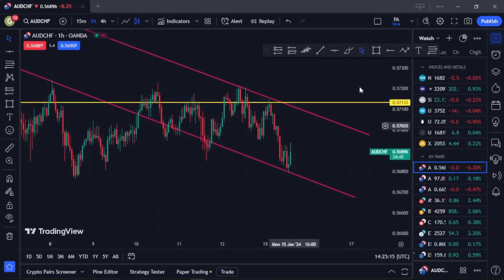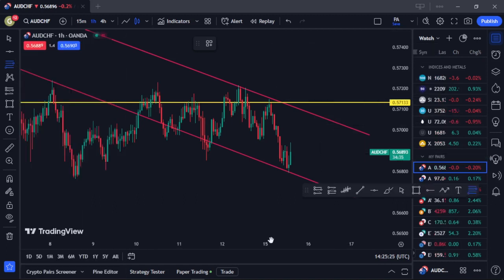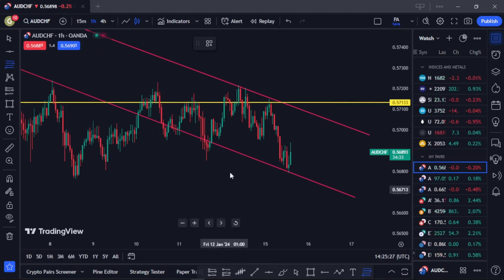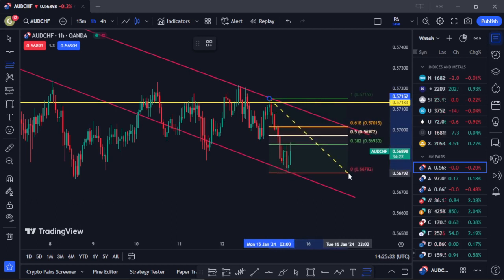So to draw my Fibonacci levels, let me just grab my Fibonacci tool. If you are wondering why I have the Fibonacci here, as I already said, I've added it to my favorites, so that's why you see it floating among these tools here. So let me just grab these tools down here. Now from here, I can just draw my Fibonacci level from this highest point to the lowest here.